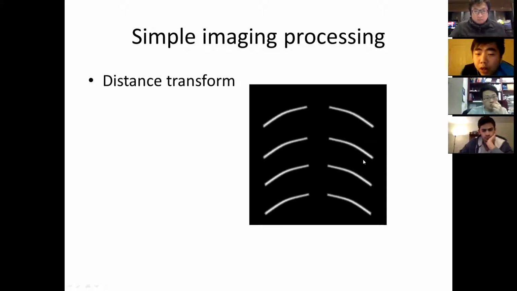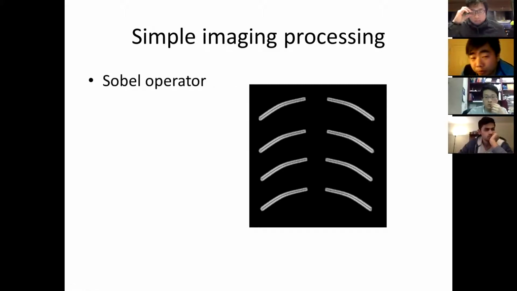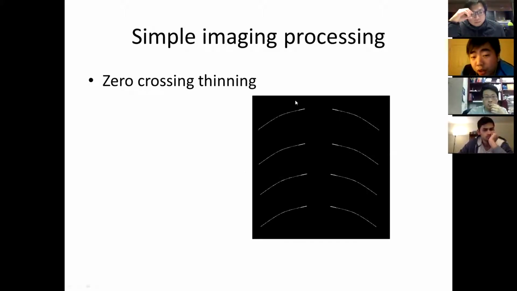And there are several image processing steps. First I do a distance transformation. So for each pixel I can get the distance from the center to the edge, so I can know the radius of the rib cage. And I do a Sobel filter, and I use the zero crossing, so I can get the center of the rib cage.